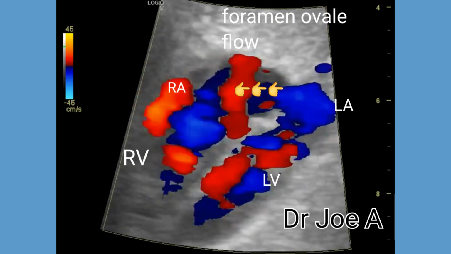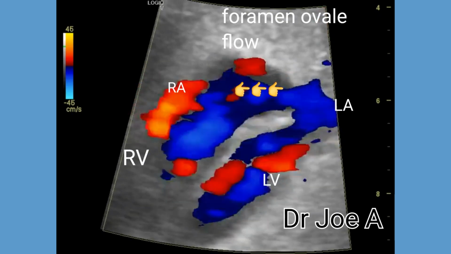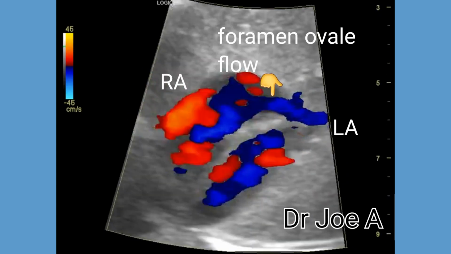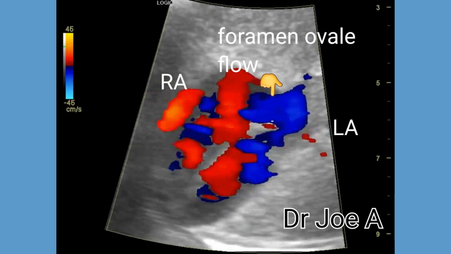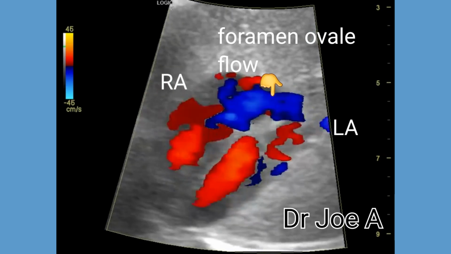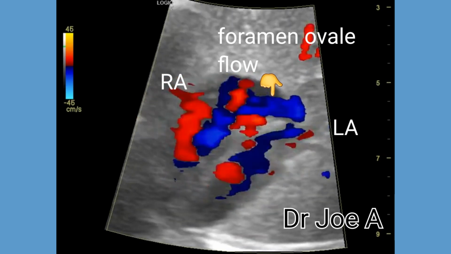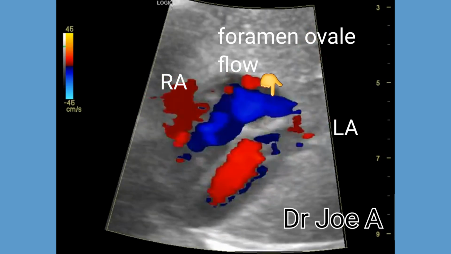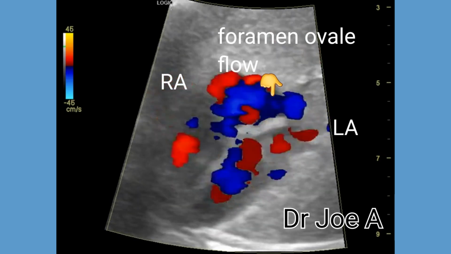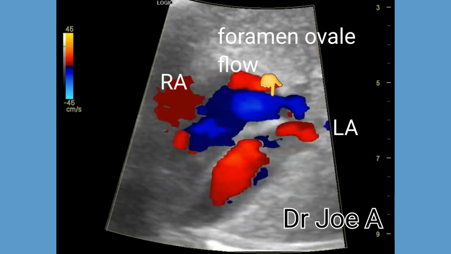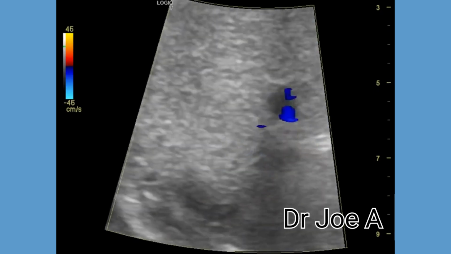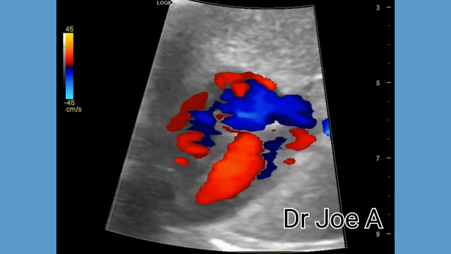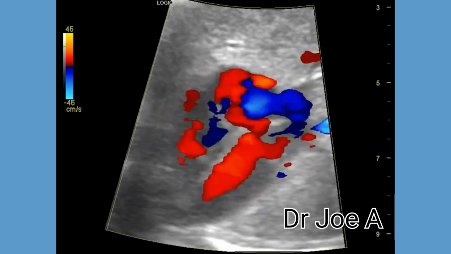This oxygenated blood from the placenta via the right atrium to the left atrium via the foramen ovale reaches the left ventricle, and from there through the aorta reaches directly to the fetal brain. This shunt called the foramen ovale allows the blood to bypass the right ventricle and the immature non-functioning fetal lungs.